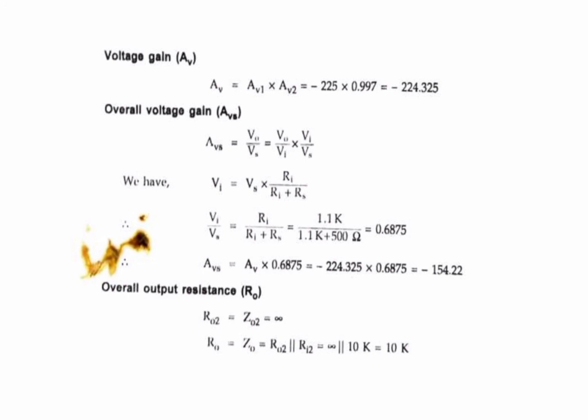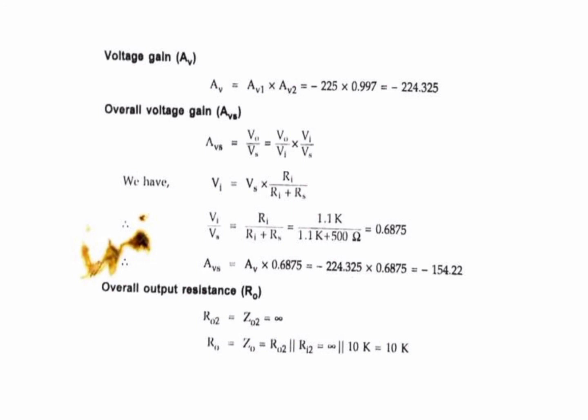Similarly, we are going to calculate the overall voltage gain. Overall voltage gain is nothing but calculating the voltage gain by taking the source resistance into account. So AVS is equal to Vo by Vs. For calculation we take Vo by Vi into Vi by Vs, and by applying the voltage divider rule, we get Vi is equal to Vs into Ri by Ri plus Rs. By substitution we get Vi by Vs is equal to 0.6875.